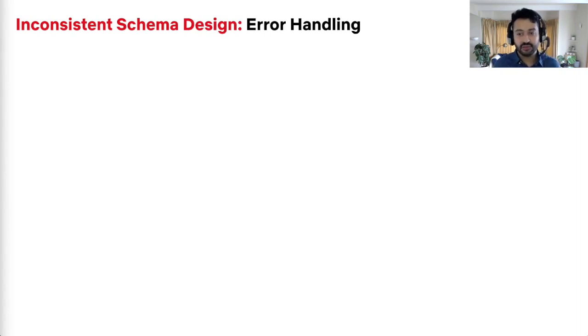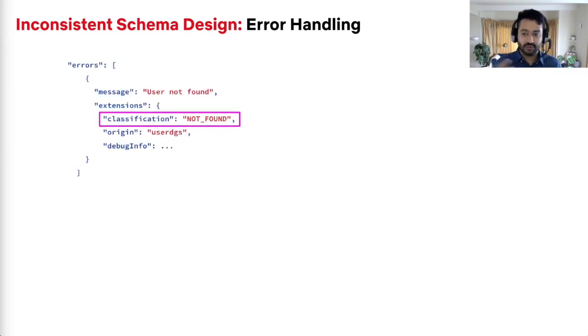So in GraphQL, there's no specific way to handle errors. The spec doesn't say anything about that. So you can do it in a myriad of ways. One way, let's say we have this simple user API and we want to return a user not found error. One way to do it is alongside your response object, you can return an errors object saying, hey, user not found, just like this.